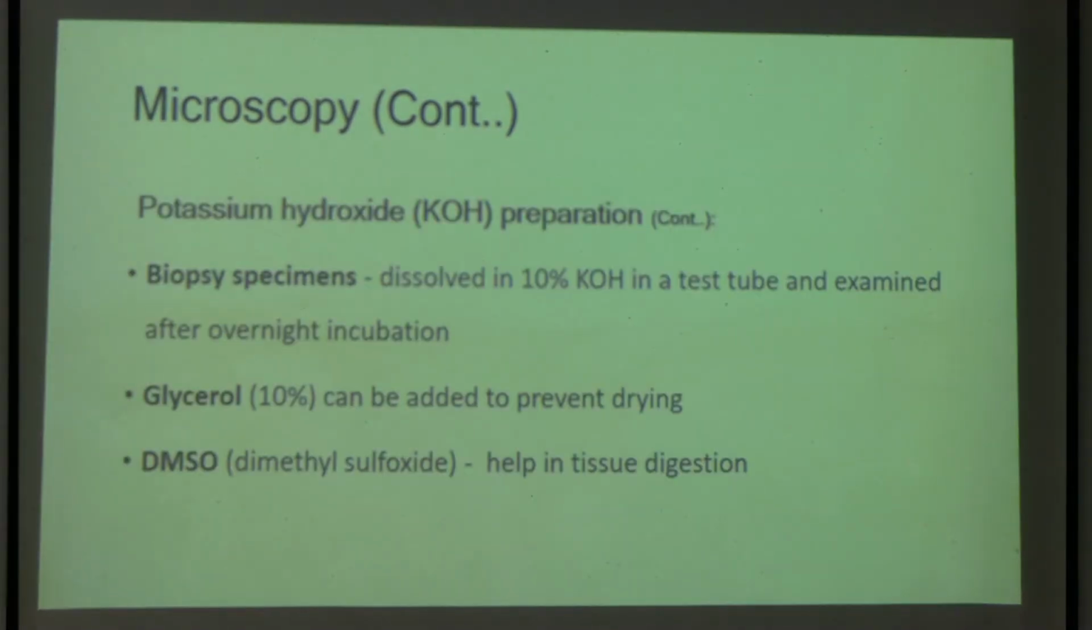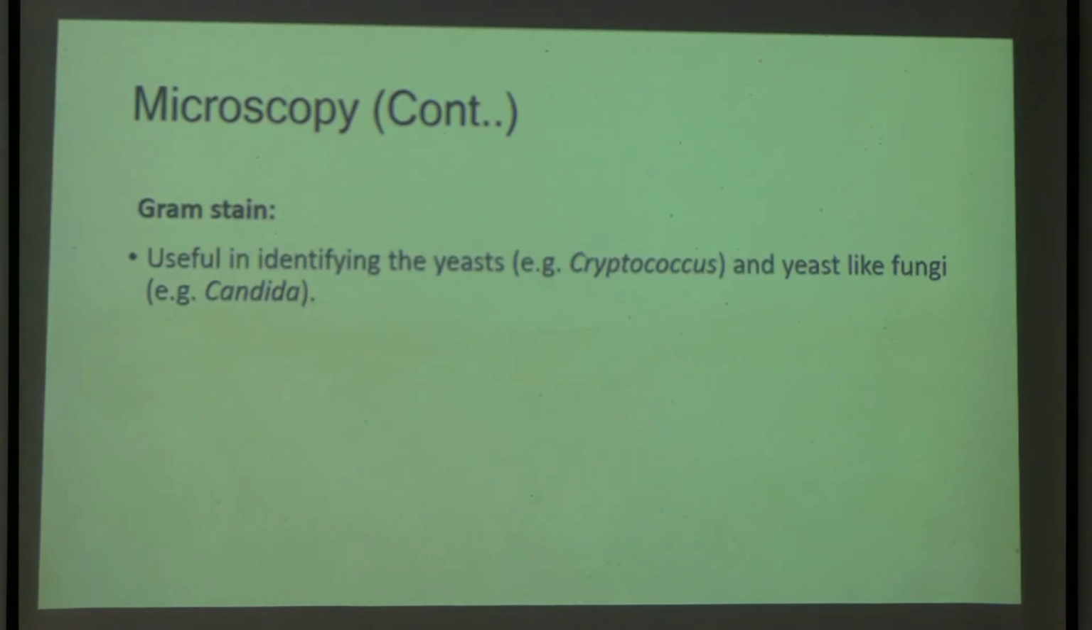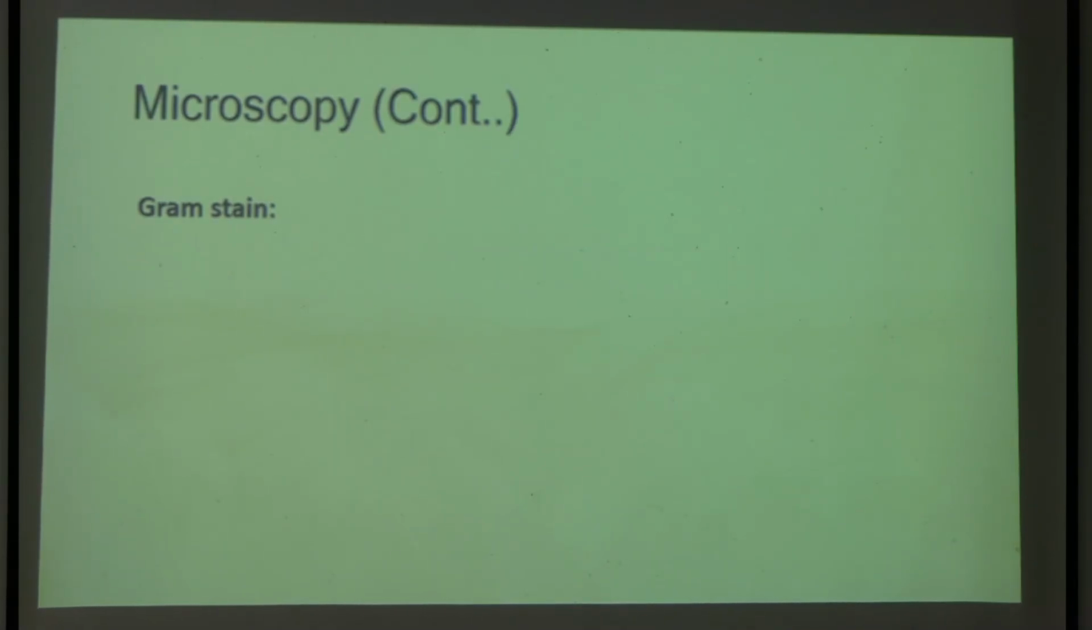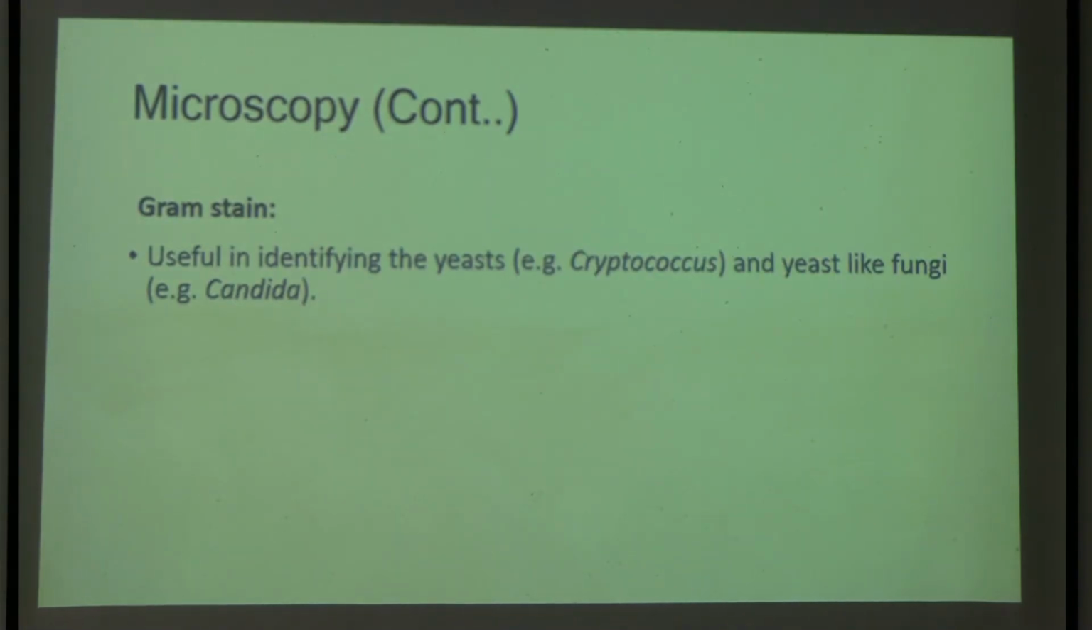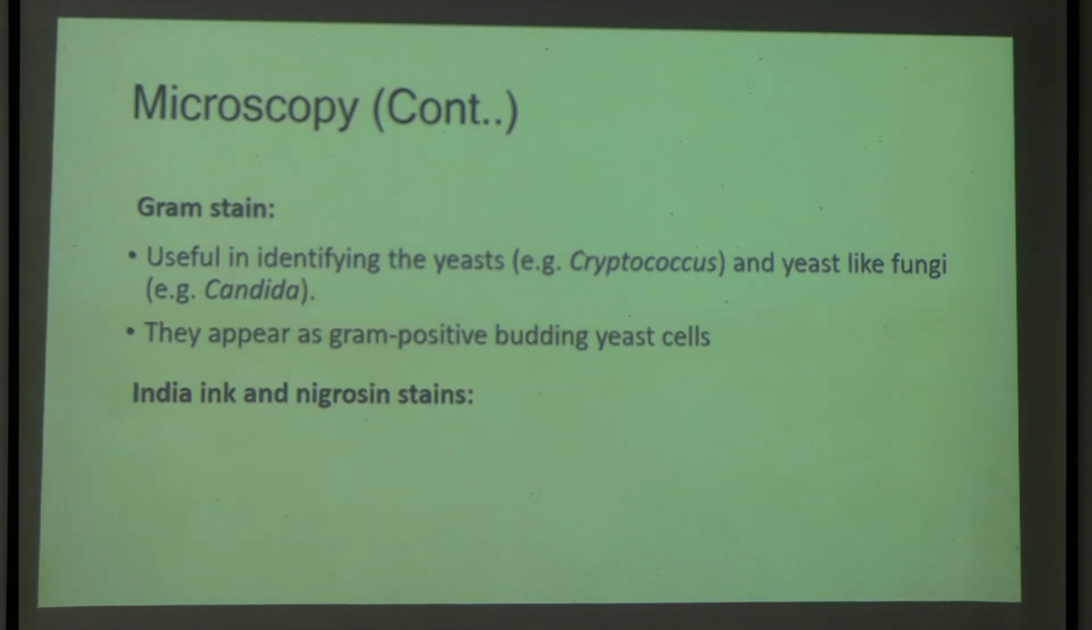Other than that, we can do Gram stain. Gram staining is mainly done for yeast and yeast-like fungi. Examples are Candida and Cryptococcus neoformans. Yes, very good. In Gram stain, they appear as gram-positive budding yeast cells.